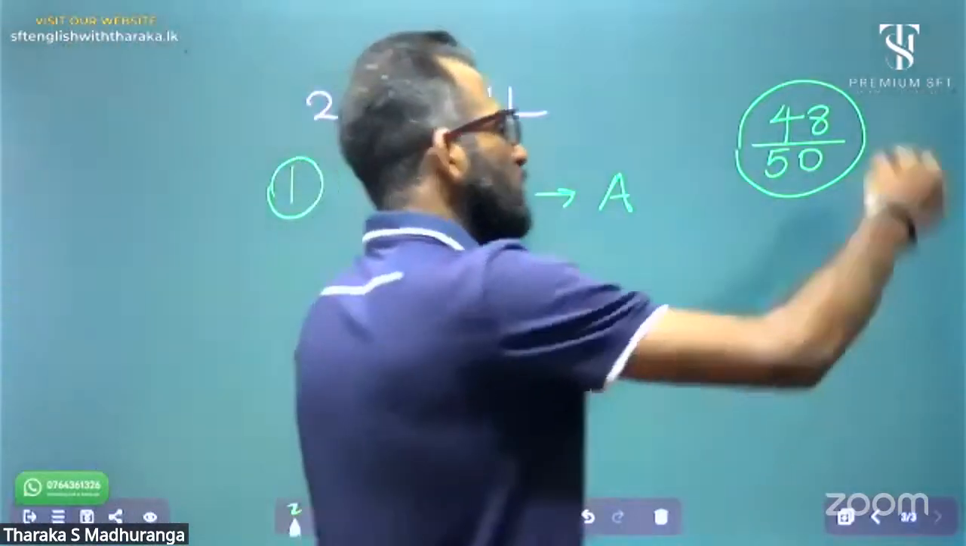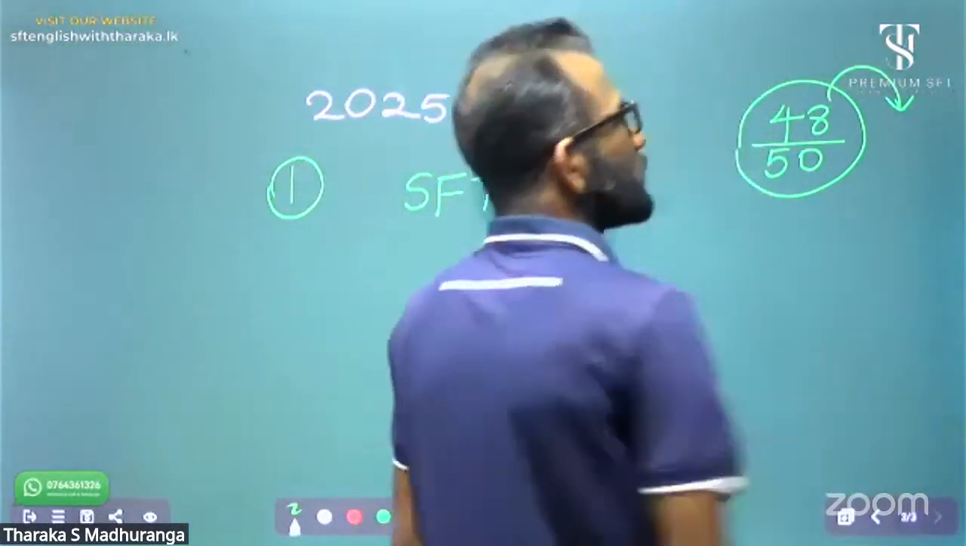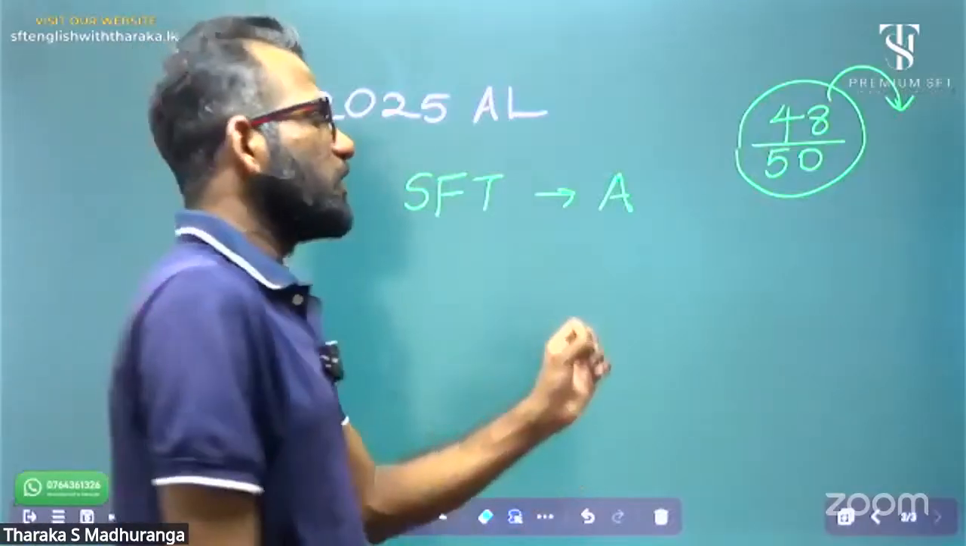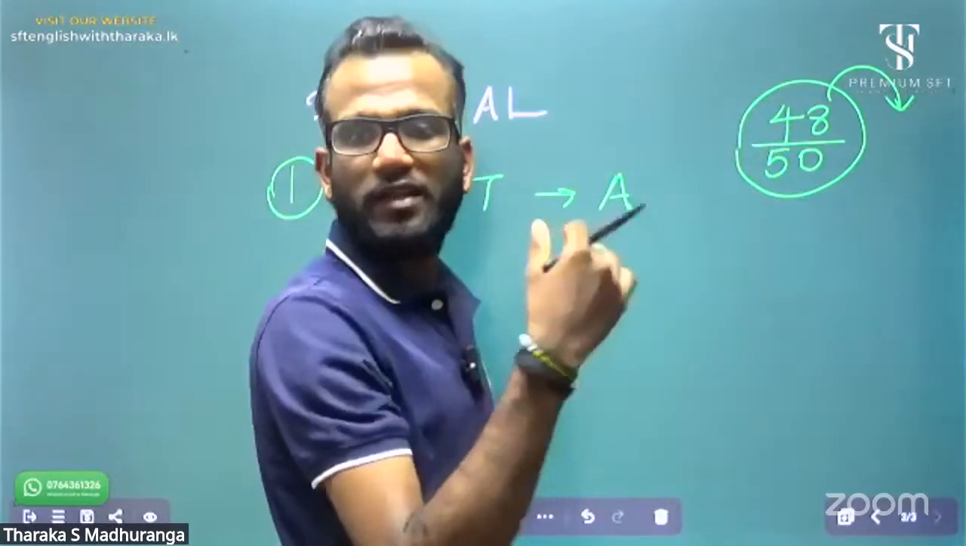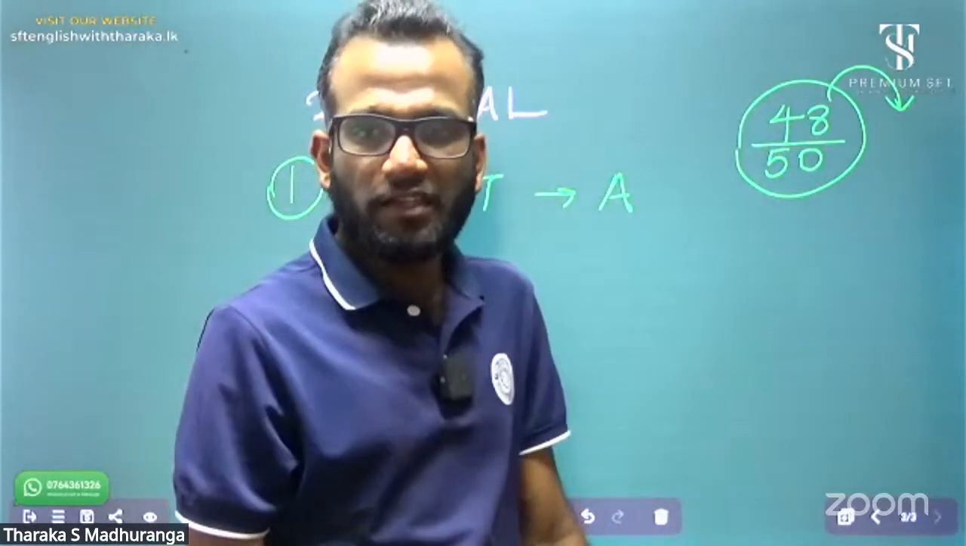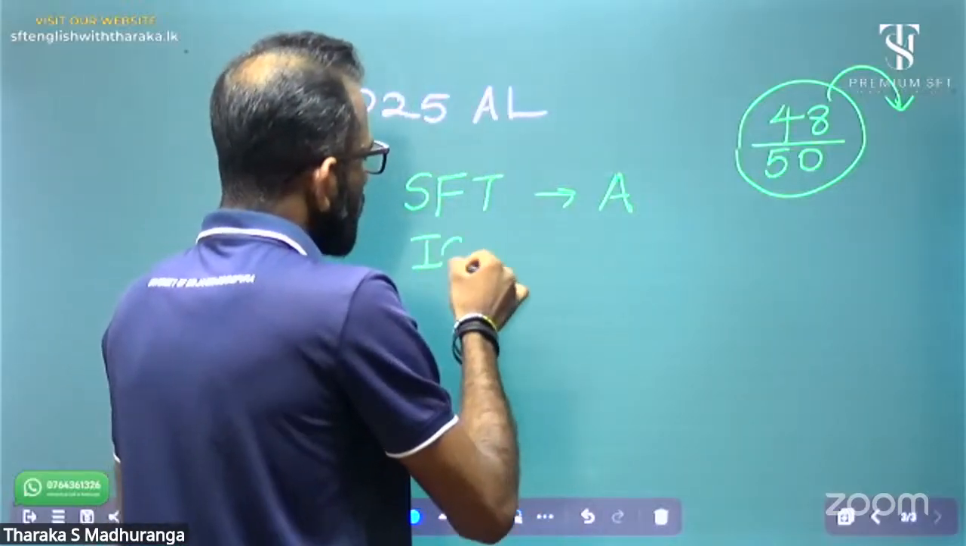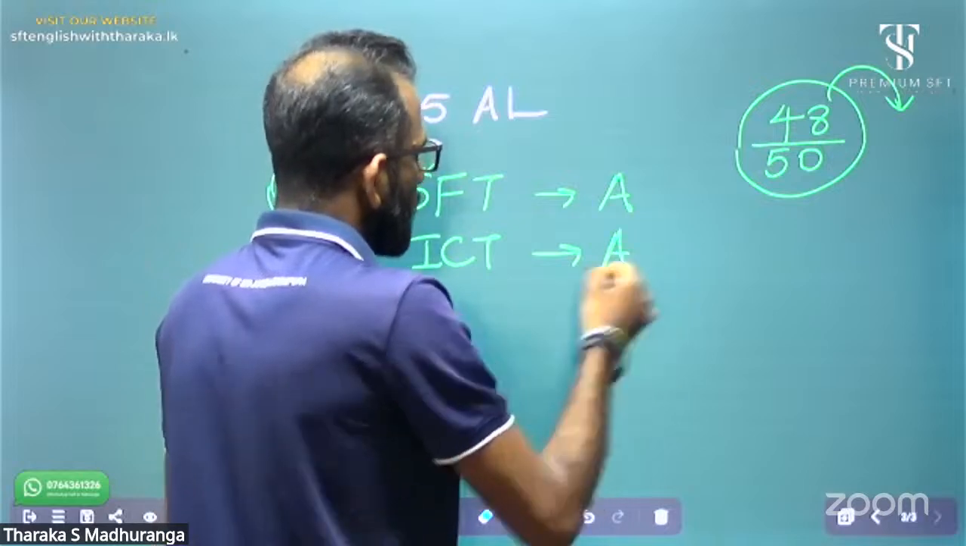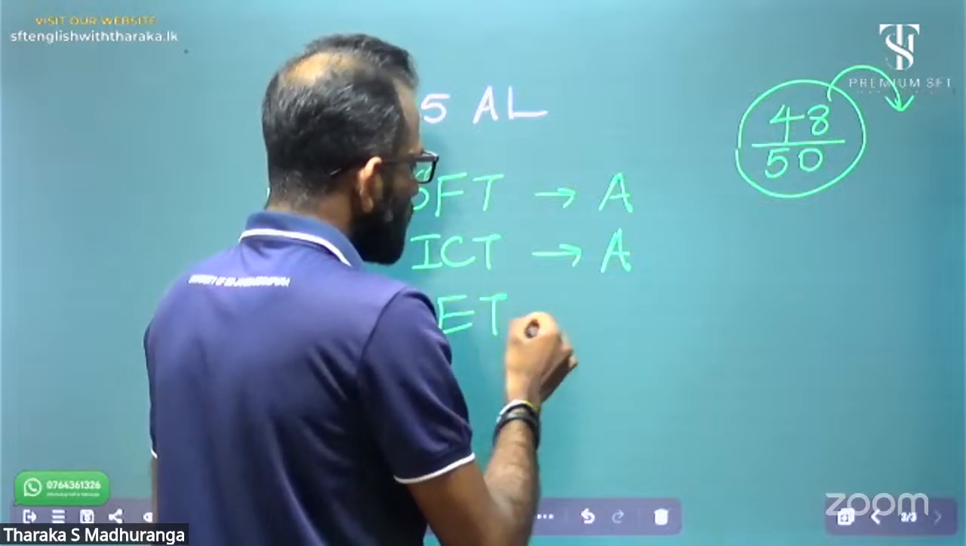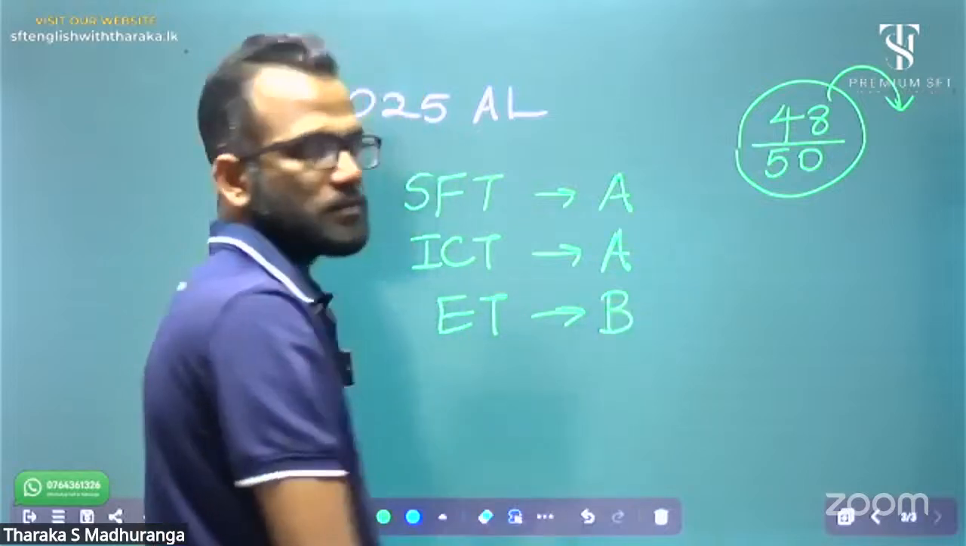And second part also he has done very well. Then definitely SFT marks more than 90. More than 90 SFT marks. For ICT, he has A pass, and unfortunately for ET, it's a B.